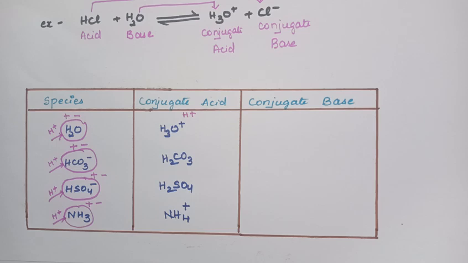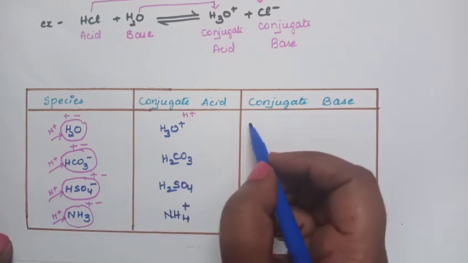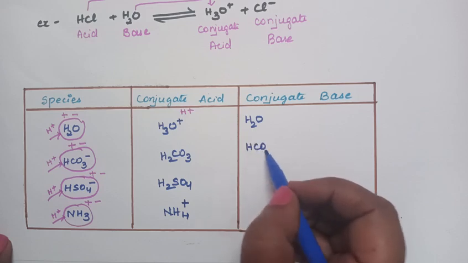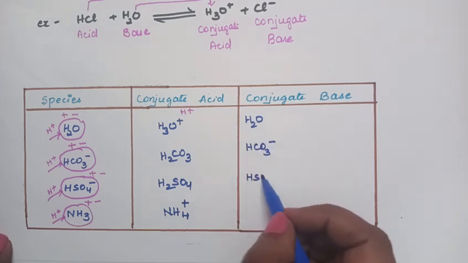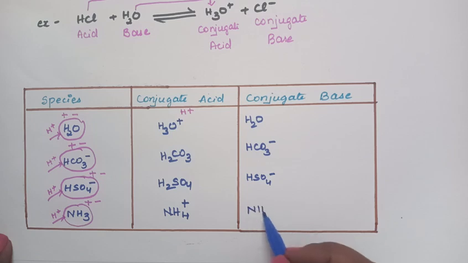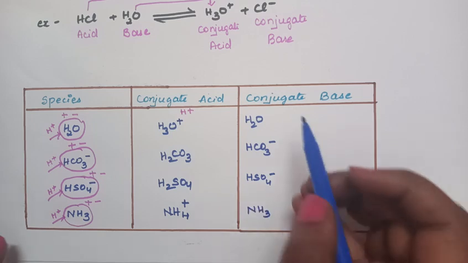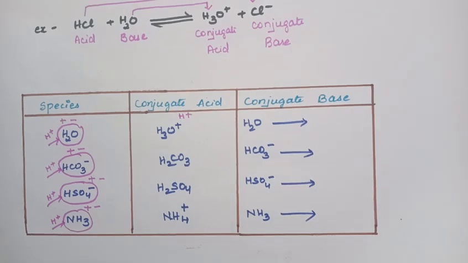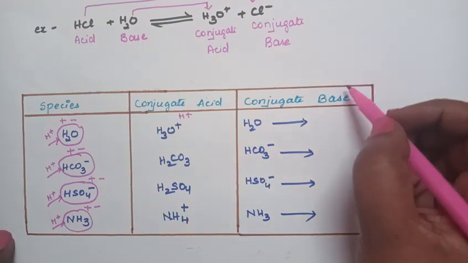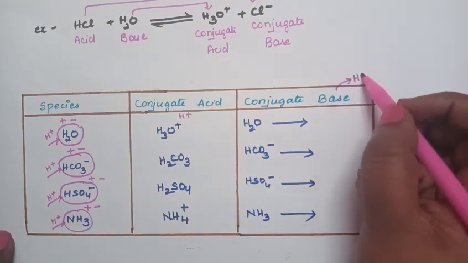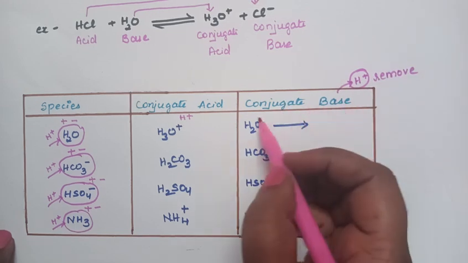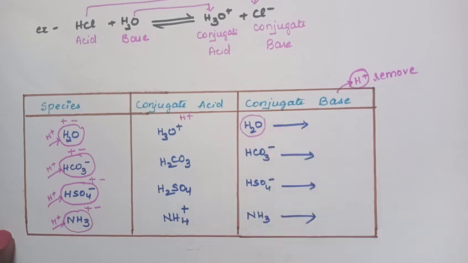Now for the same species we have to find the conjugate base. So once again I'll write here H2O, HCO3 minus, HSO4 minus and NH3. From this we want the conjugate base. So how to find conjugate bases? If you remove H plus, you have to remove H plus to get the conjugate base. So from this we have to remove H plus.